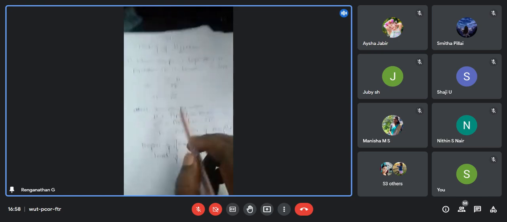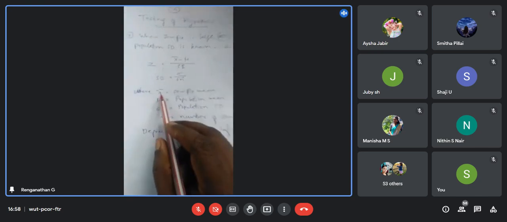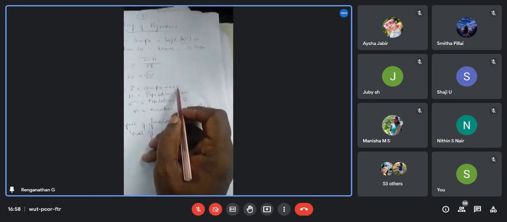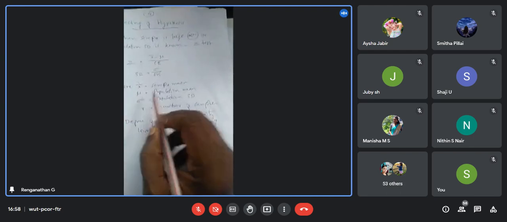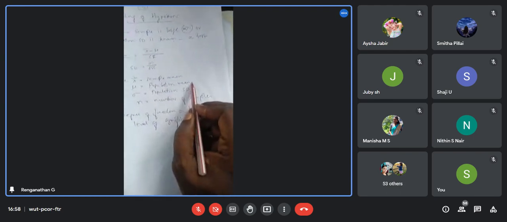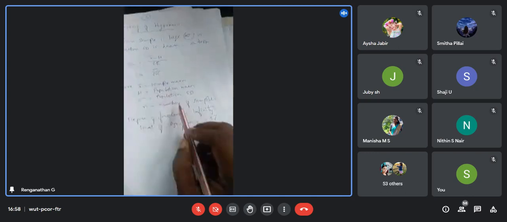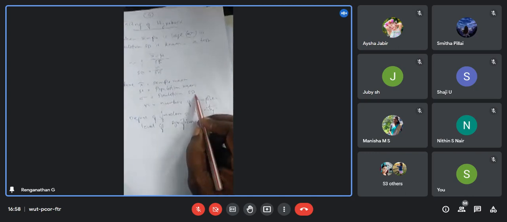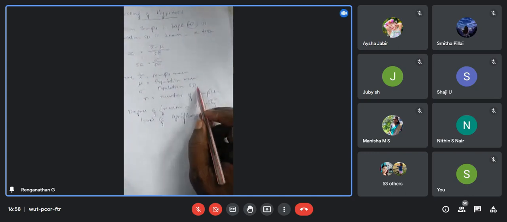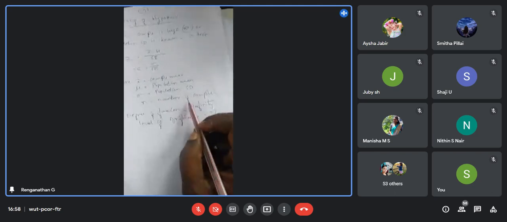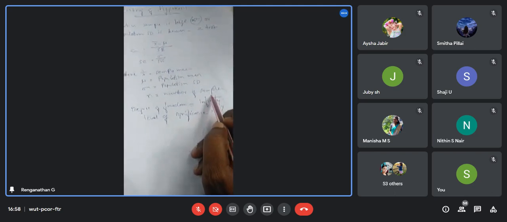Okay. Then what do the items represent? This X bar means sample mean. This mu means population mean. This sigma means population standard deviation. And n means number of samples.